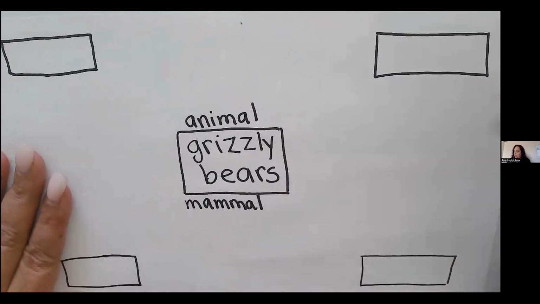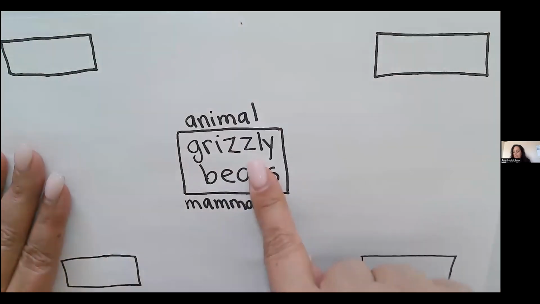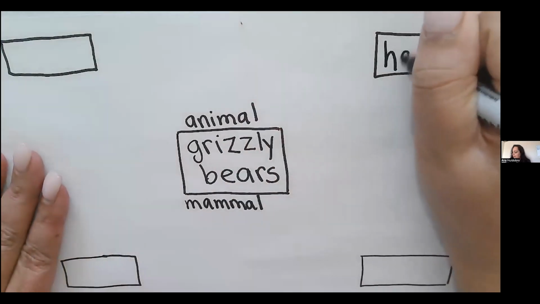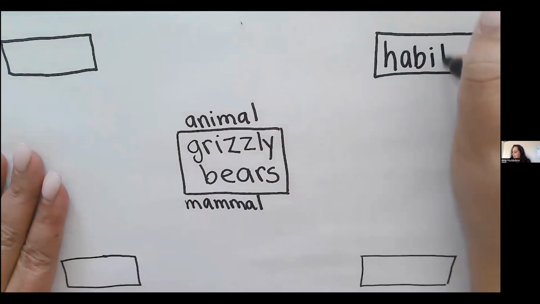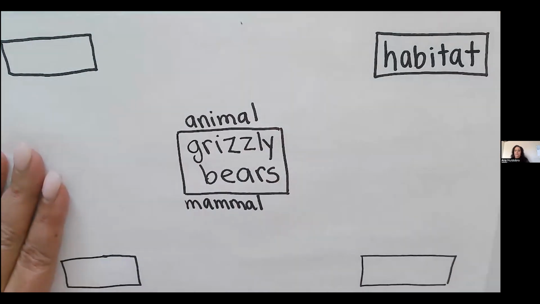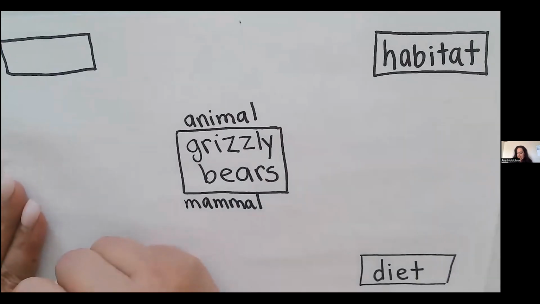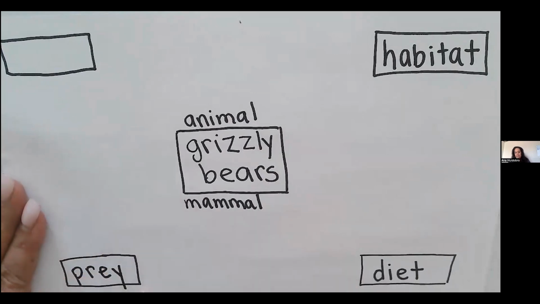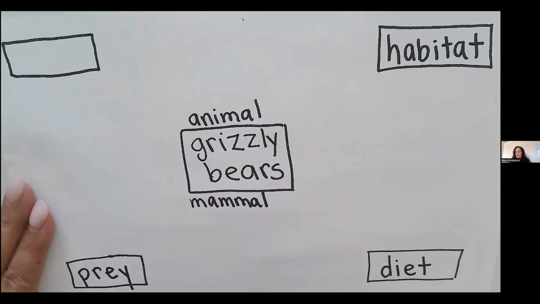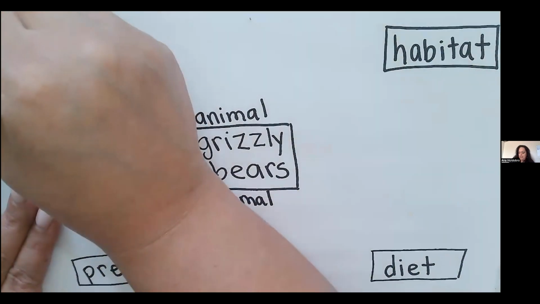So today we're going to talk about 4 things regarding grizzly bears. We're going to talk about their habitat, or where they live. We're going to talk about their diet, what they eat. We're going to talk about their prey, other animals that they eat. And we're going to talk about their appearance.